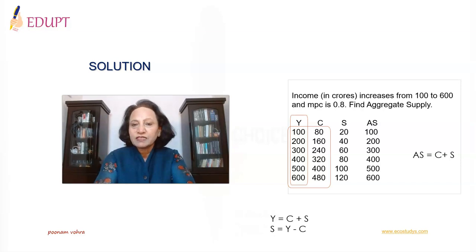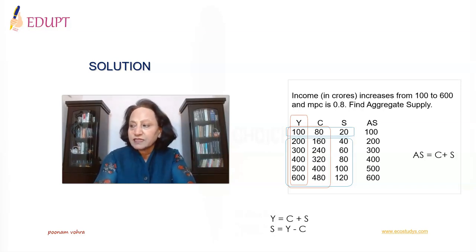That is Y minus C is S. When income is 100, consumption is 80, so savings would be 20. When income is 200, consumption is 160, so savings would be 40. In this manner, one can find savings in each case. So now income is known, consumption we have found, savings we have estimated. It is easy to find aggregate supply.